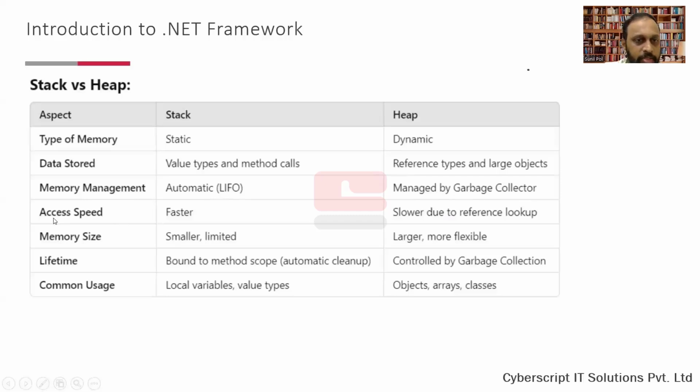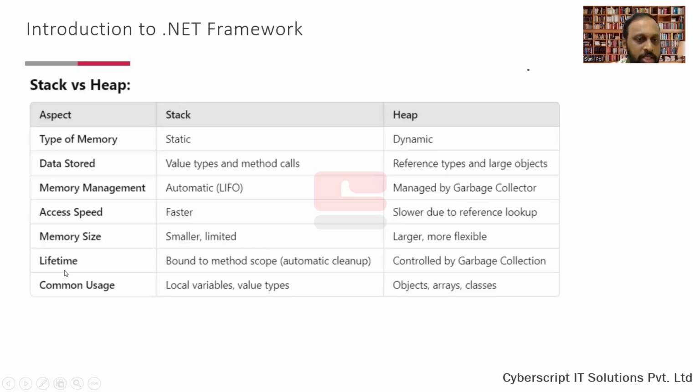So the next aspect is access speed. As stack is a contiguous block of memory, it is faster than the heap memory. But heap memory is slower due to the reference lookup, as we have discussed in the previous slide. So the next aspect is memory size. It is smaller and limited as compared to the heap memory, and heap memory is larger and more flexible because it will not follow any principle while we are deleting any objects from the heap memory. We can delete any objects from the heap memory, but in case of stack, we need to follow the LIFO principle.